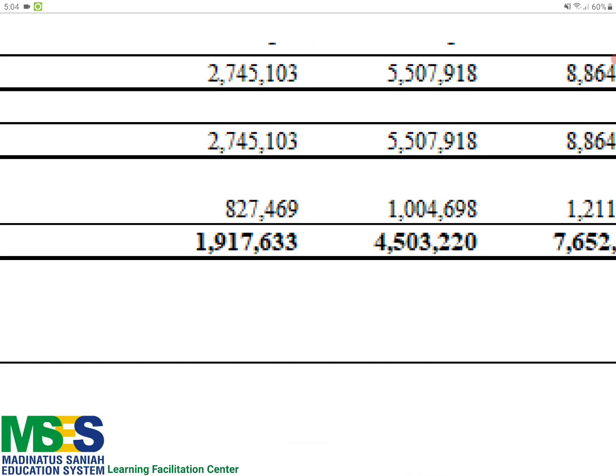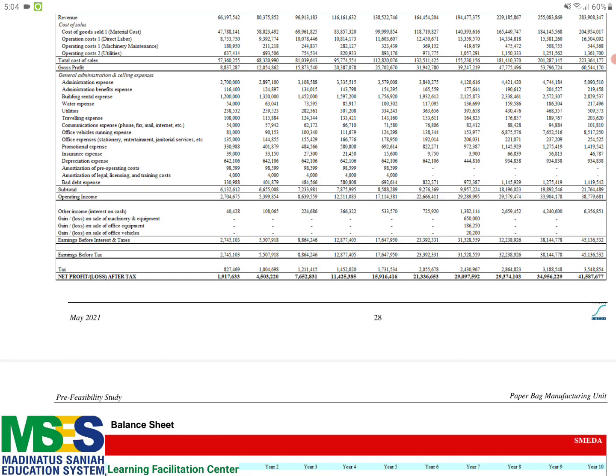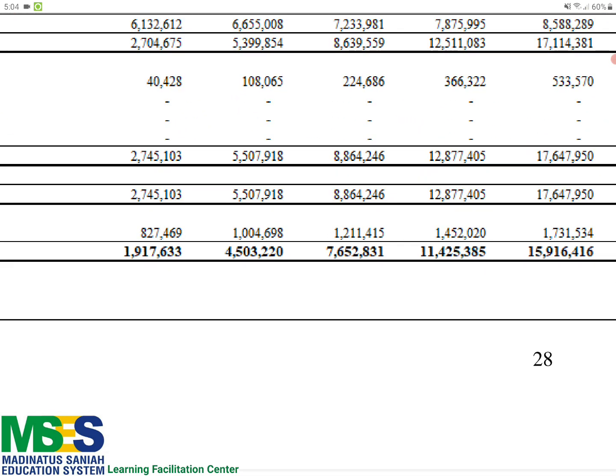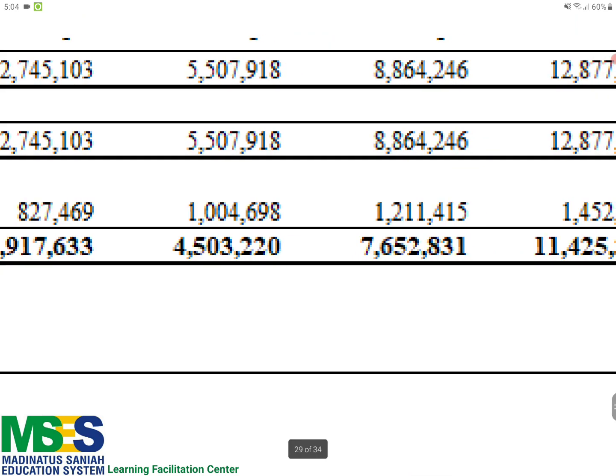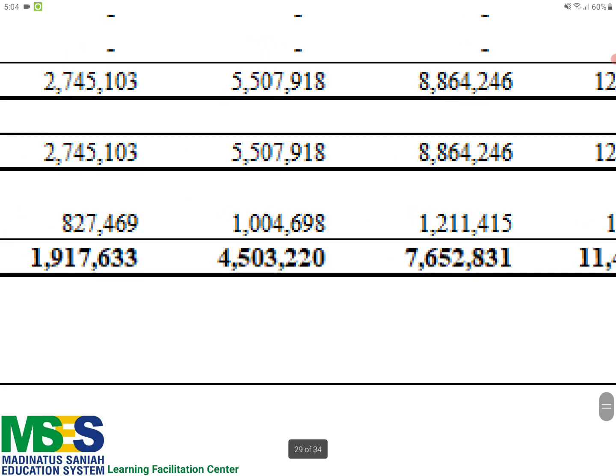And see how the profits jump in the next years. In the next year, we'll receive 4.5 million. The investment is paid back in 2 years. You can see here 4.5 plus 1.9 is more than 6. So 6 million is recovered in 2 years. Are you going to open this business? Why not?